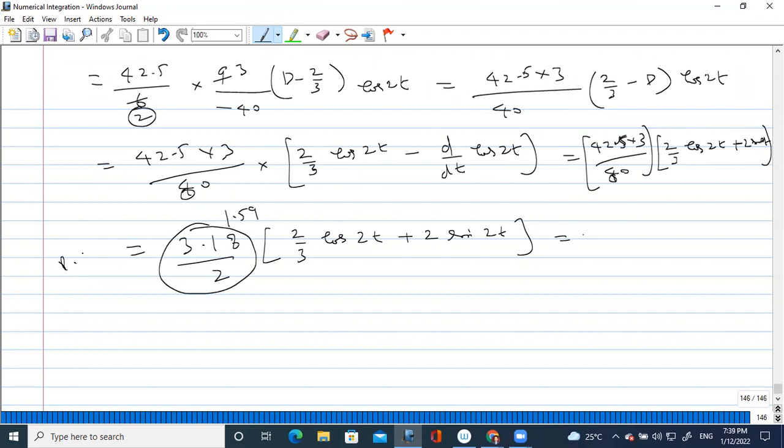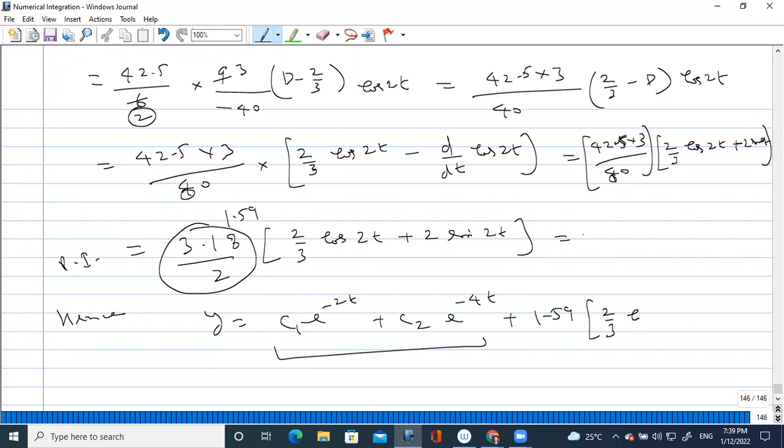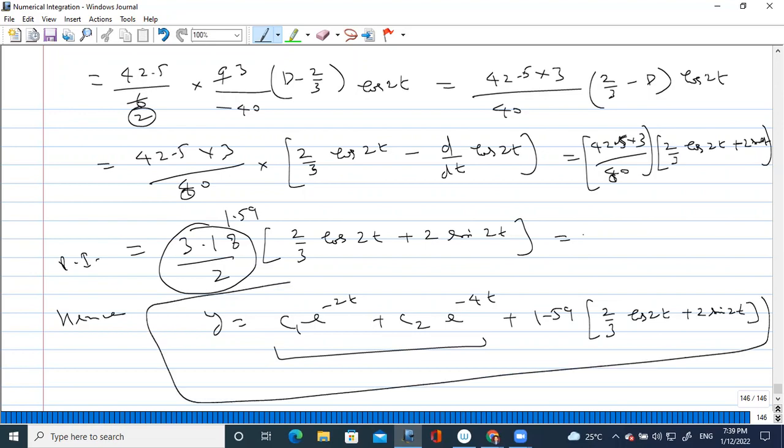So this will be your particular integral. Hence total solution y will be y1, and y1 is what? C1 e to the power minus 2t plus C2 e to the power minus 4t. So this is your CF part, plus particular integral, that is 1.59 times (2 by 3 cos 2t plus 2 sine 2t). So like this you have to find the complete answer. In the exam it will be easy portion only, but for practice some hard portion we have done. Okay, note down this.